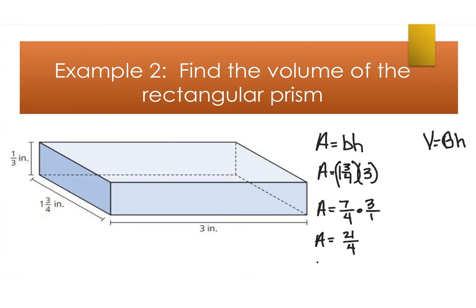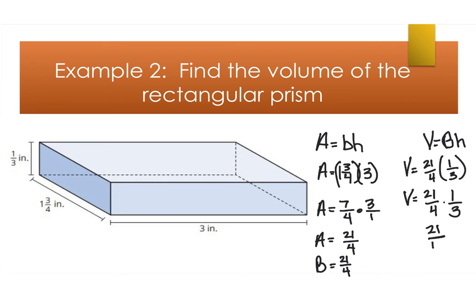So my area, my big B, are the same. Now I'm going to plug it into the volume formula. So volume is going to equal 21/4 times 1/3. That's my height. We will multiply straight across once again. I have 21 twelfths. I can change that to a mixed number and reduce.